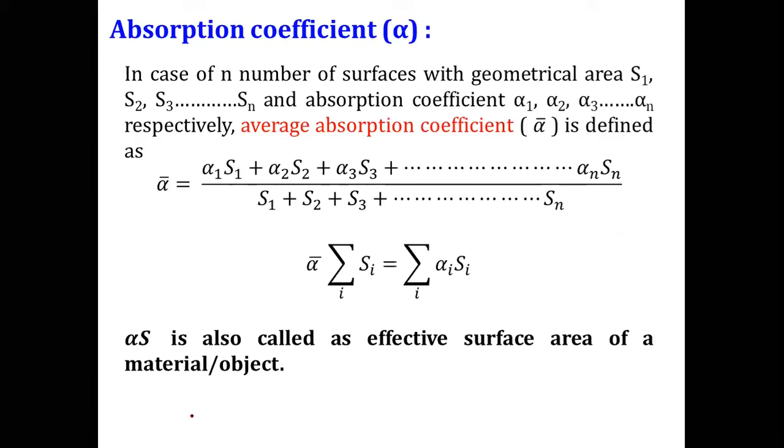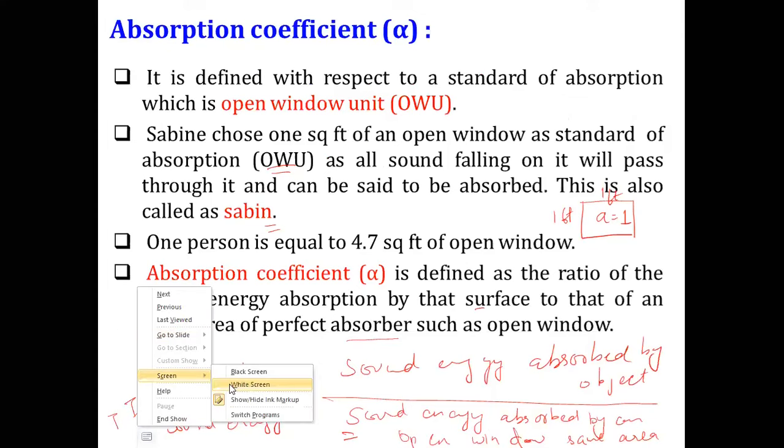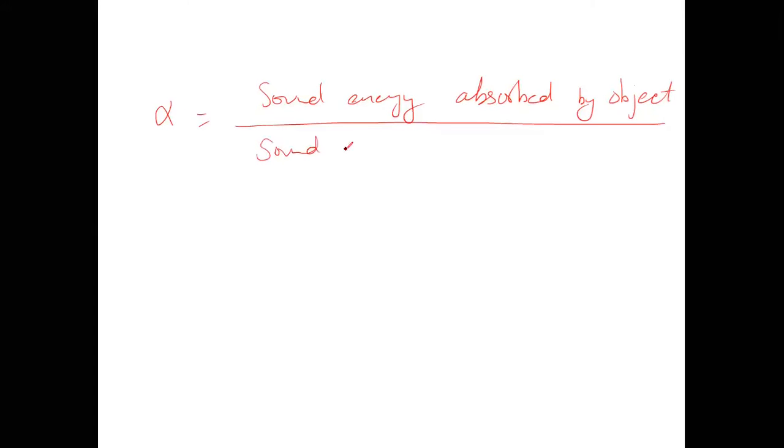Ma'am, can you explain the previous one again, how that absorption coefficient formula works? Okay. Let me put another sheet. So we said that your absorption coefficient is equal to the sound energy absorbed by an object divided by the sound energy absorbed by a perfect absorber of the same area.